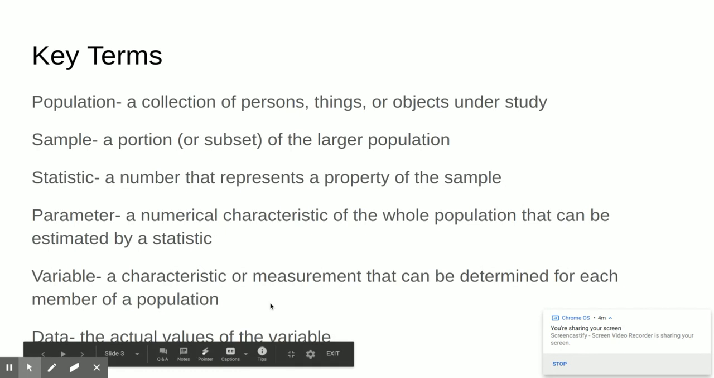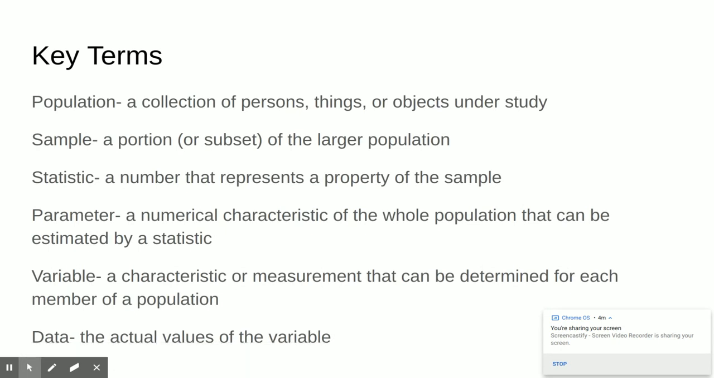A variable is just going to be a letter that you want to assign to it. The book kind of goes a little crazy, making sure you're picking a letter. I'm not going to be picky about it. You'll see me probably choose X a lot. And it says it's a characteristic or measurement that can be determined for each member of the population.